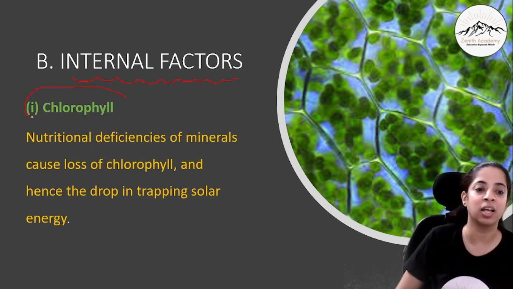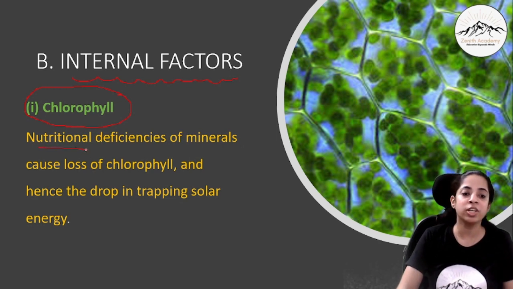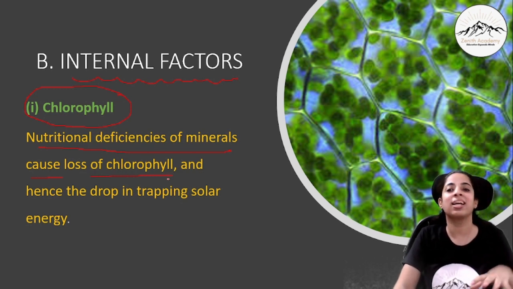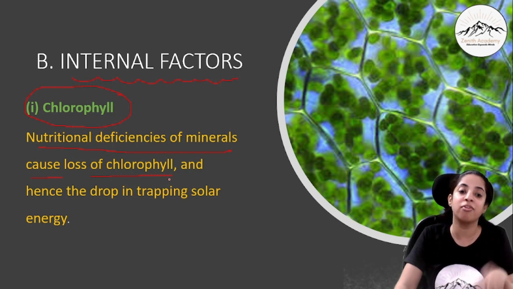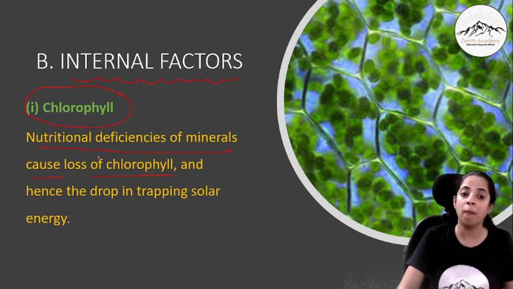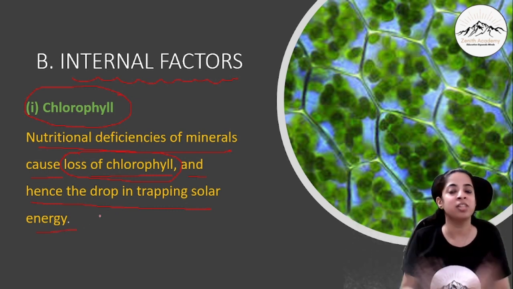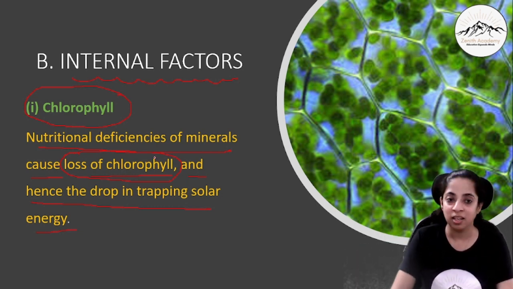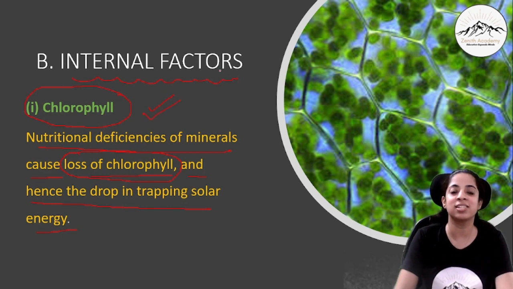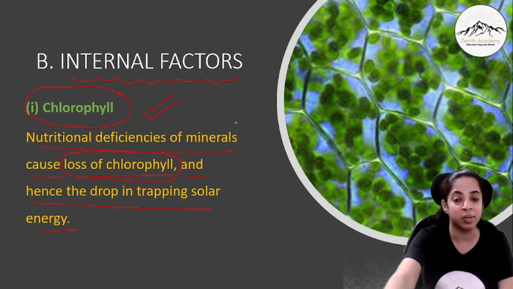So the first internal factor is chlorophyll, obviously. Nutritional deficiency of minerals causes loss of chlorophyll. So if the plant has not absorbed enough minerals from the soil, or if the soil is deficient of nutrients, then what happens? Chlorophyll is lost, and hence there is a drop in trapping solar energy. If chlorophyll is less, who will trap the solar energy? And if solar energy is not trapped, then photosynthesis will decrease, right? So chlorophyll is the internal factor. And how is chlorophyll lost? Due to the nutritional deficiency of minerals.